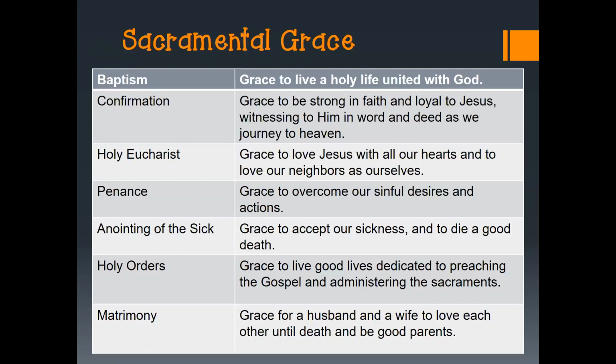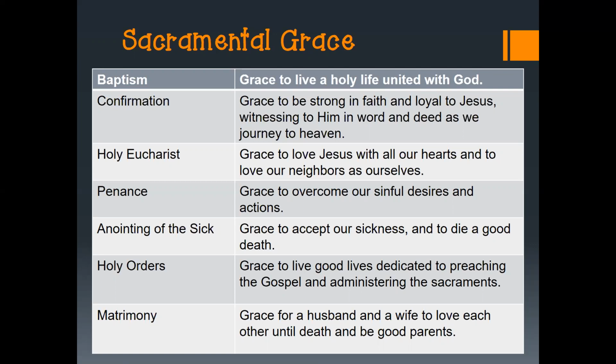First is baptism, in the gray. Baptism, the sacramental grace you receive is to live a holy life united with God. Remember before that with original sin, we didn't have a relationship with God, we were broken. And so we become adopted sons and daughters of God through that sacrament, and it really starts our life and our journey here on earth united to God and close to God.